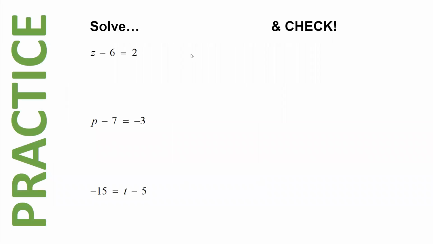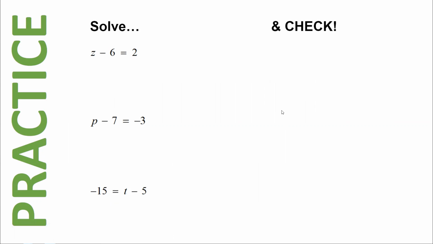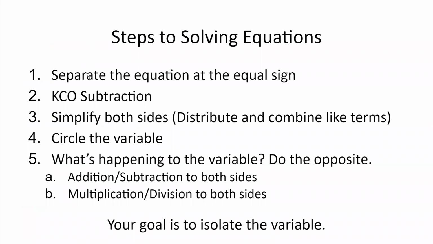So I did one problem with you. Let's do these 3 together. We're going to solve them and then we're going to check them. Checking them is a super, super important step because when you check them, you know your answer's right. So you know if you're going to get 100% or not on the quiz or whatever you're doing. So let's go back to our steps real quick. Our first step is to separate the equation with the equal sign. Then we KCO, simplify both sides, circle the variable, and then do the opposite.